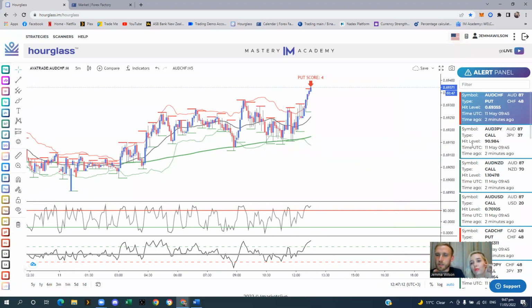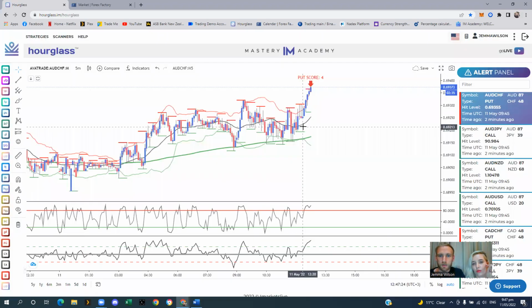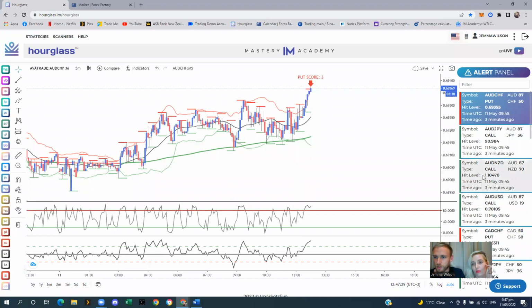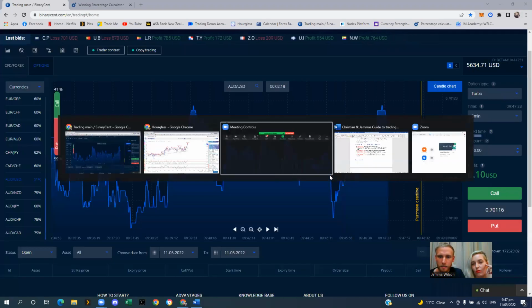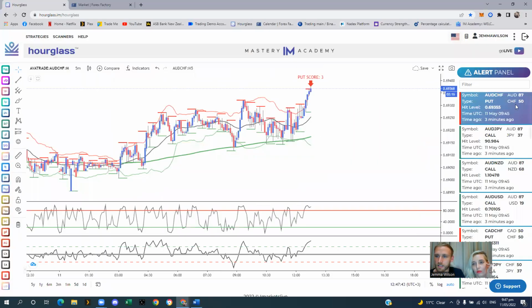So what we're going to do is follow a few set steps and try to find a really good setup, and then hopefully enter a couple of trades with you guys. I always Alt Tab between my broker and the scanner, so I can switch between them really quickly. The first thing we're going to look for is currency strength. I try to find pairs with a 15 to 20 points difference in currency strength. So if we jump back to Hourglass, there's a 37-point difference in those two.